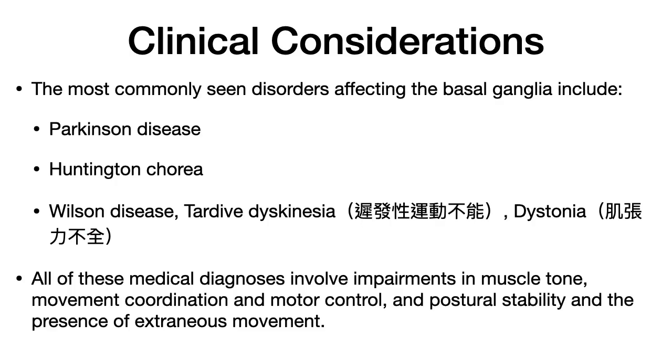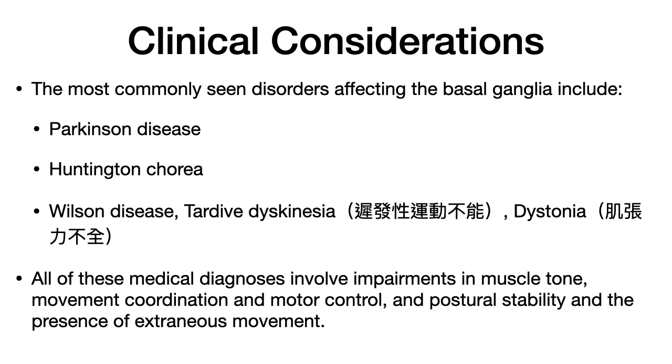We are going to talk about clinical considerations in patients with basal ganglia disorder. The most commonly seen disorders affecting the basal ganglia include Parkinson's disease and Huntington chorea. Other diseases include Wilson disease, tardive dyskinesia, and dystonia. All of the above medical diagnoses involve impairments in muscle tone, movement coordination, motor control, and postural stability.